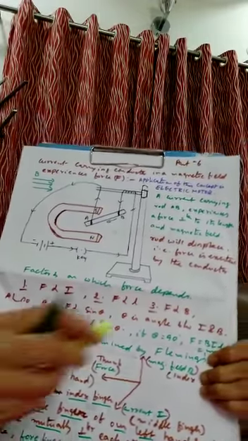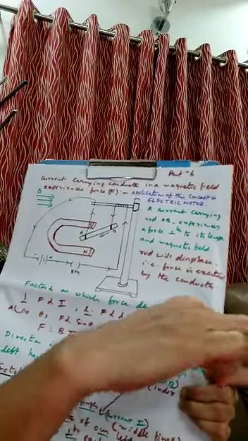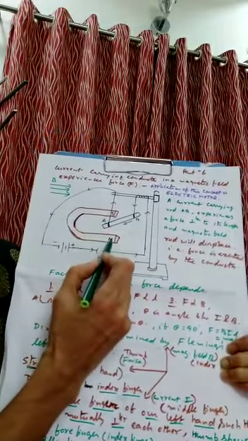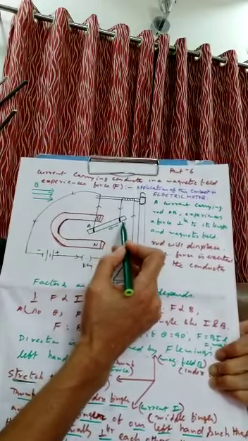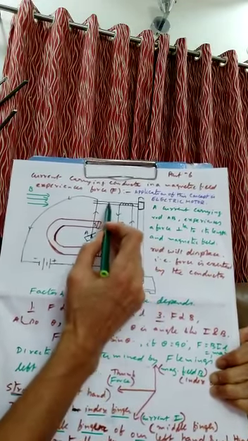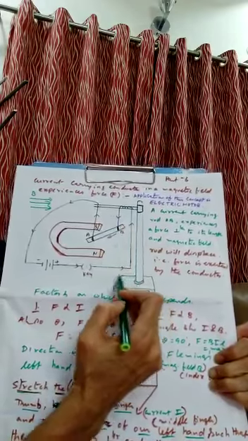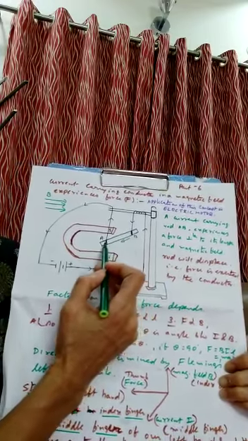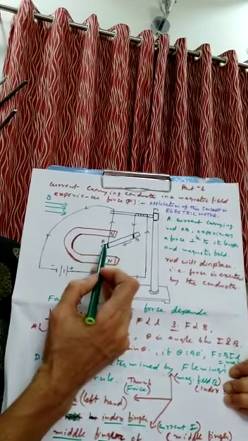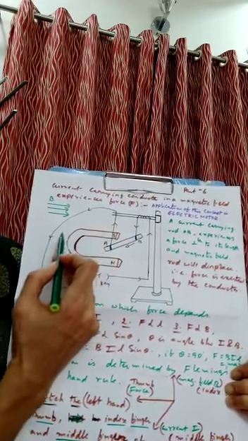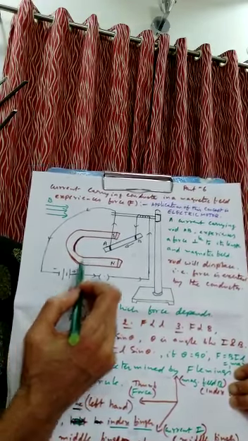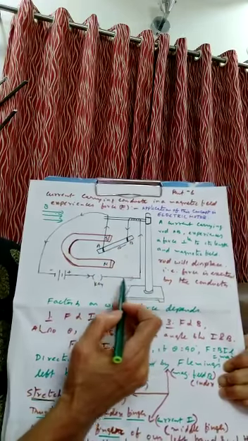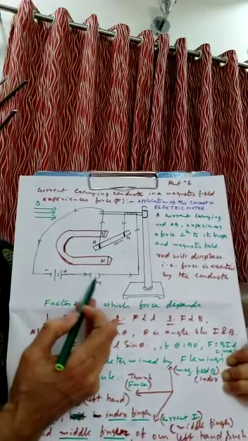So what we are going to do now is one activity. Take a horseshoe magnet, with North Pole and South Pole, and AB is a conductor. Hang it with the help of a rod on a stand, and the two ends of the conductor are connected with connecting wires. The A end is connected through a wire to the negative terminal of the battery, and the B end is connected through a connecting wire to the positive terminal of the battery through a key.